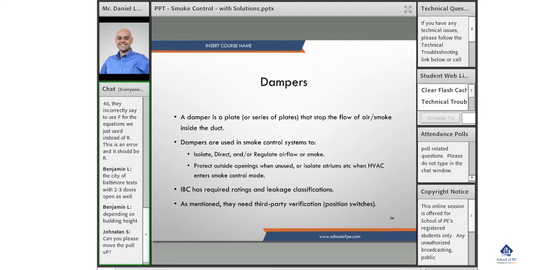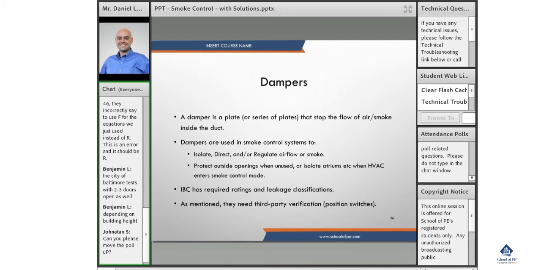So dampers are another component here. That's what's going to open or close, allow or not allow that movement into the smoke shafts or across different areas. So a damper is a series of plates that stop the flow of air and smoke inside that ductwork. Obviously, they're used in that system to isolate, direct, and control the movement of that smoke down the shaft.